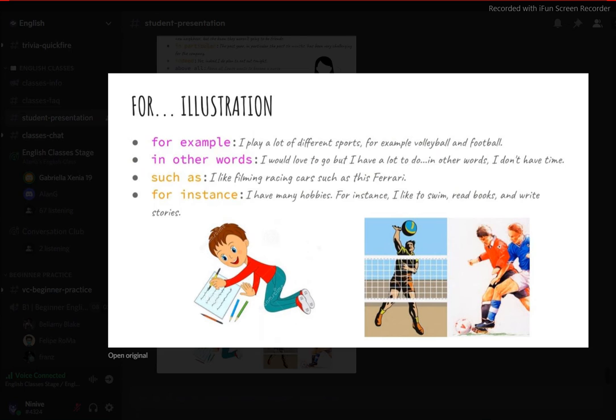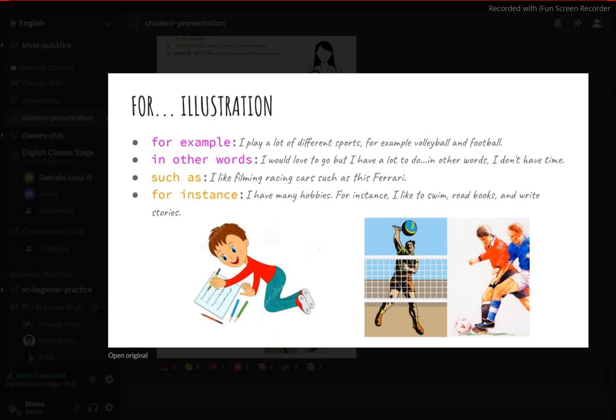Okay, so here we have those words that can be really useful when we have to explain clearer some concepts. So these words are used for illustration. The first one is, for example, I think that all of us already have seen this. Then we have in other words, such as and for instance. For instance is basically a synonym of for example, whereas in other words and such as are a little bit different. So let's read the examples about that.